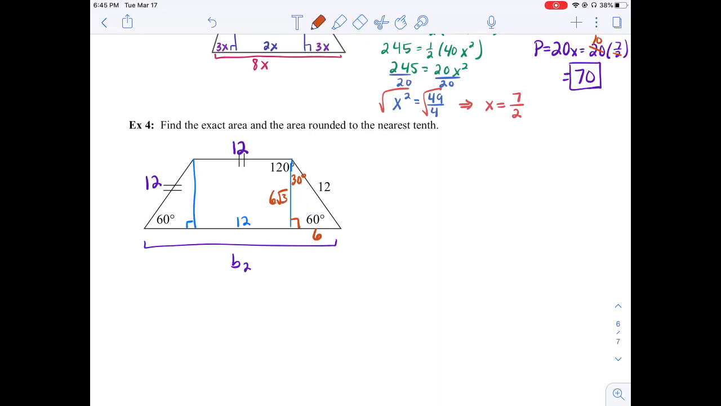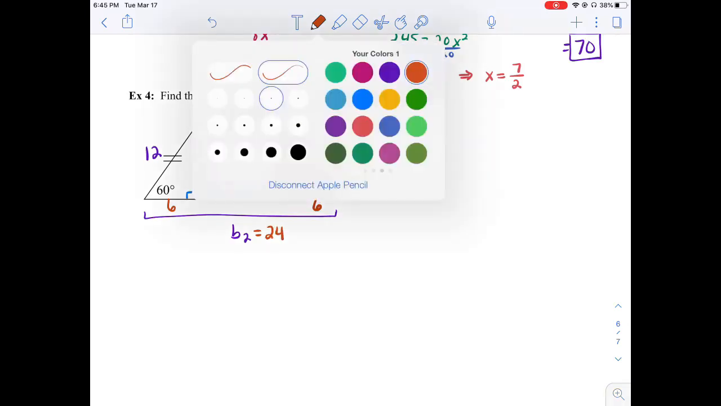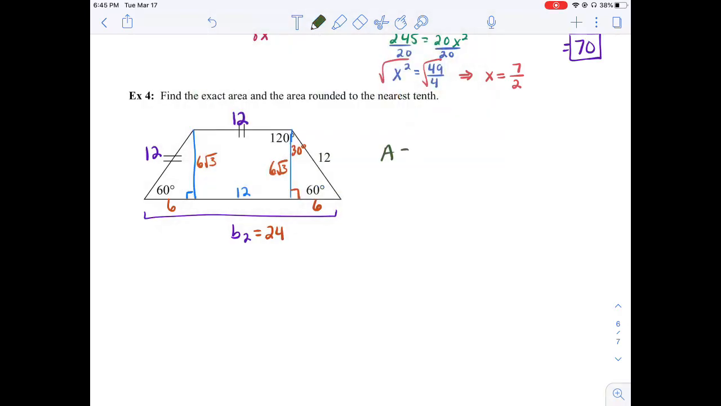So then, since that height is the same at any point in the trapezoid, the other piece would be 6√3. The other side would be 6, and that would still be the same because we know that this is an isosceles trapezoid, and those pieces have to be congruent, and it's a 30, 60, 90 triangle. So now when we add up those pieces, that makes base 2 come out to be 24. So that means that our area is 1/2 of 12 plus 24 times 6 root 3.